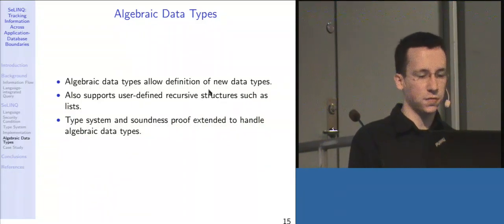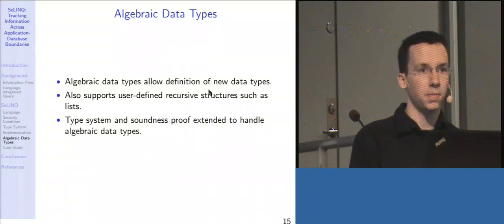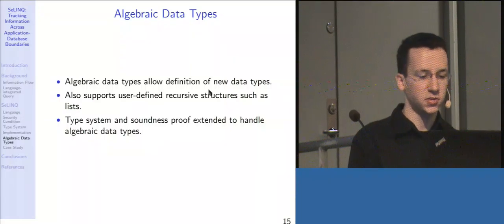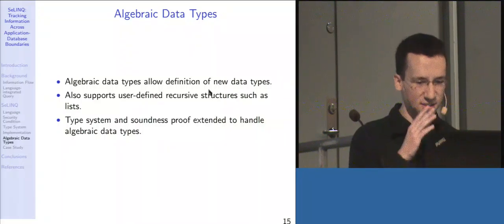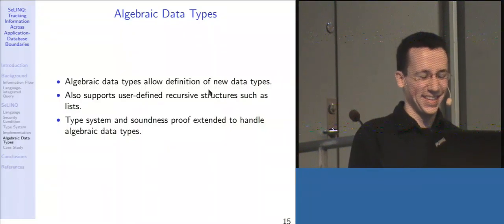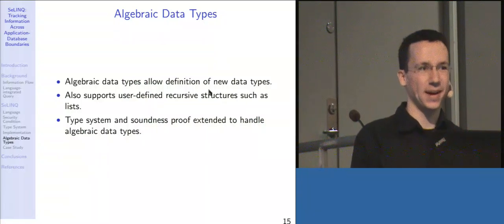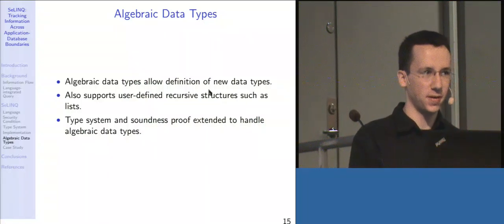So algebraic data types, of course, as I'm sure you know, are a mechanism of allowing people to define their own data structures in a very flexible way. So you can also handle recursive structures such as lists. And then we also extended our type system and the soundness proof for our extension for ADTs.